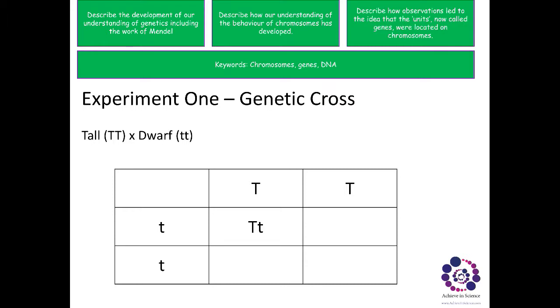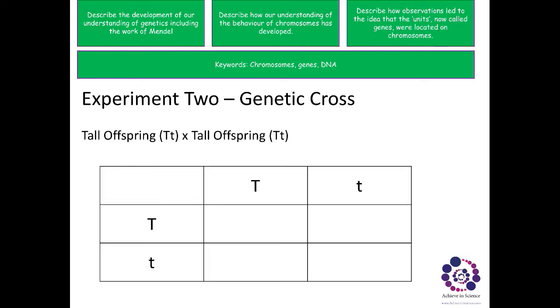We can see the first genotype is heterozygous, where they have 1 dominant allele and 1 recessive allele, and this is the same for every single offspring. Because all of the offspring have the dominant allele for being tall, all of these pea plants would be tall.